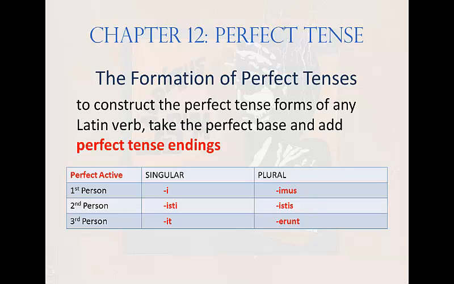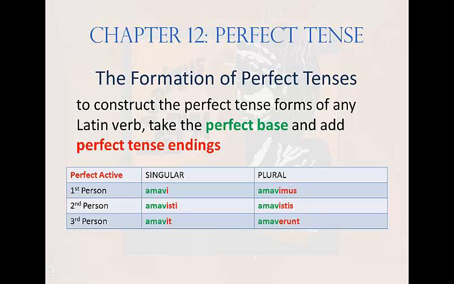I, isti, it, imus, istis, erunt. Let's say it again. I, isti, it, imus, istis, erunt. Let's say it real fast. I, isti, it, imus, istis, erunt. Can you say it fast and backwards? Erunt, istis, imus, it, isti, i. Keep practicing. These perfect endings are added onto the perfect base to create a full finite perfect tense verb.